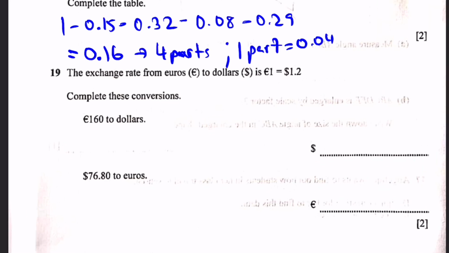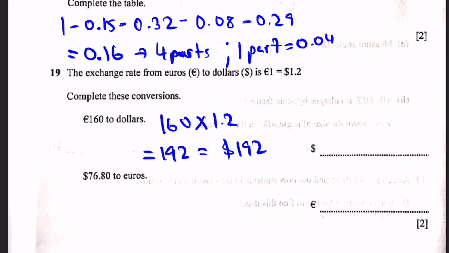So let's start with the first one, 160 euros to dollars. This will be 160 multiplied by 1.2. And the answer is 192. And don't forget, it's in dollars. That's the answer. Why did we multiply by 1.2? Because 1 euro is equal to $1.2, which is 1.2 multiplied by 1, and 1 is the value of the euros. So if there are 160 euros, we need to multiply by 1.2.